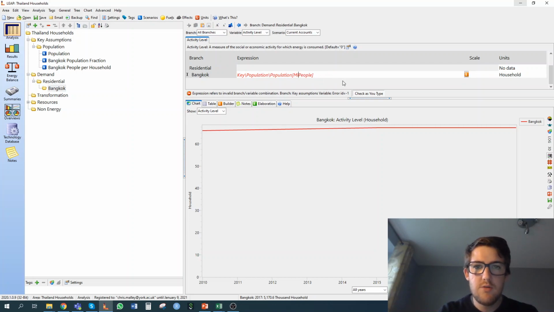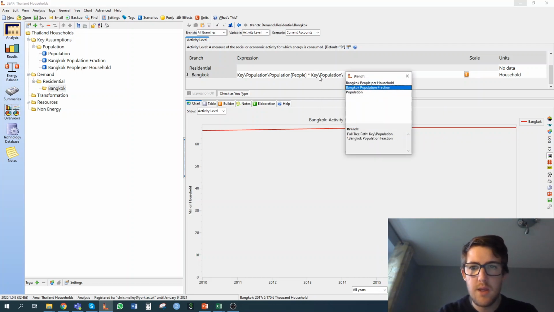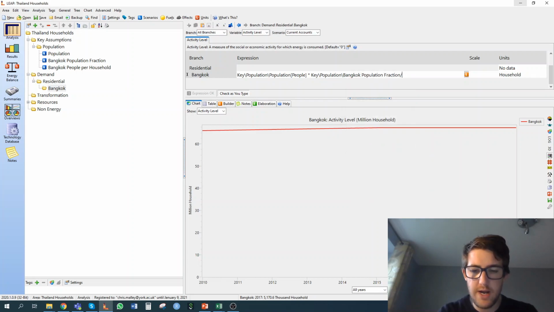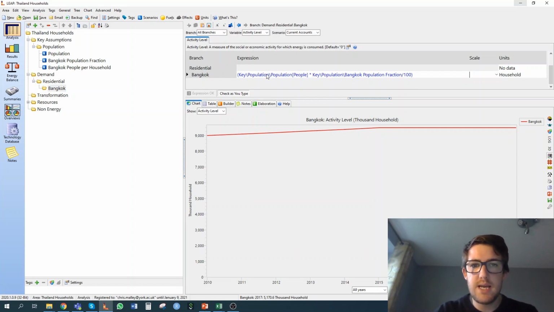In units of people. So I'm going to delete the million. The total population for Thailand multiplied by the Bangkok population fraction gives the population in Bangkok. So again, I'm going to write key population, Bangkok population fraction, and I need to divide that by 100 because it's in percentage. So that gives me the population in Bangkok.